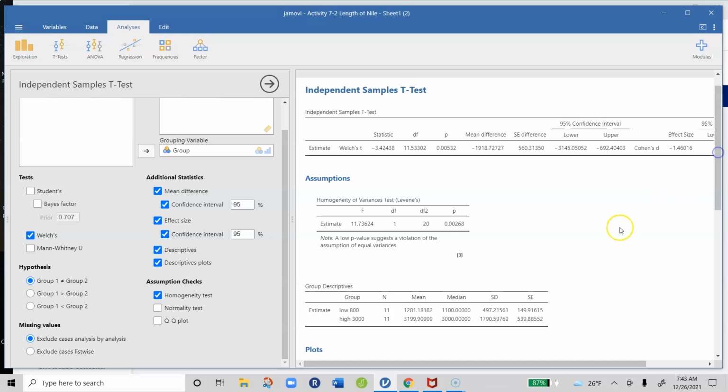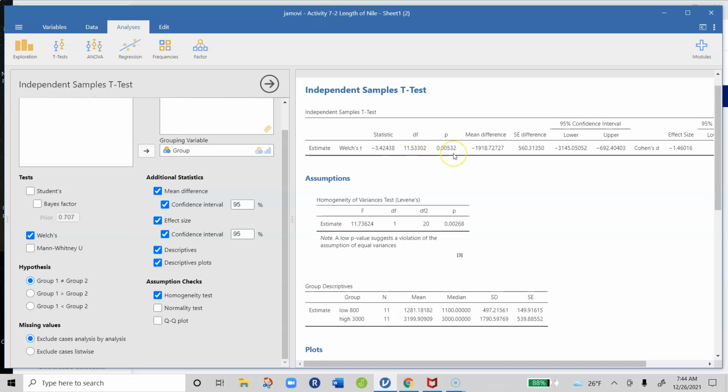So what we're doing with this t-test is comparing two means. Our low anchor group, on average, said that the Nile was about 1,281 miles long, whereas the high anchor group said it was on average 3,199.9 miles long. So our t-test is meant to compare those two means and see if that difference is large enough for us to think that it's not likely to be due to sampling error. So we have a t-statistic here of negative 3.42. And the reason it's negative is that the computer did low minus high, which gave a negative t. If you had done high minus low, it would have given a positive t.